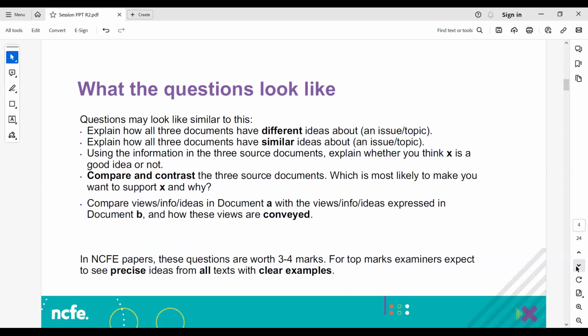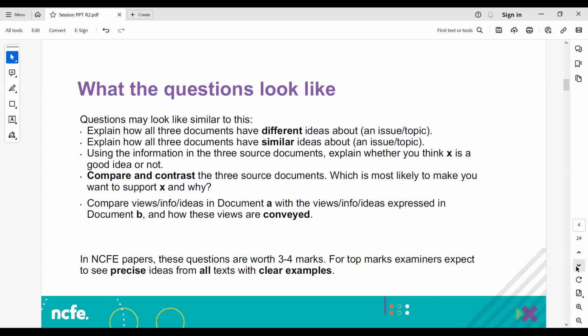So we've got some examples here of what the questions will look like, and they'll be similar to these. Explain how all 3 documents have different ideas about a topic or issue. So you're contrasting how the ideas are different for that question. Explain how all 3 documents have similar ideas about an issue or topic. So there you are saying what is the same or similar.